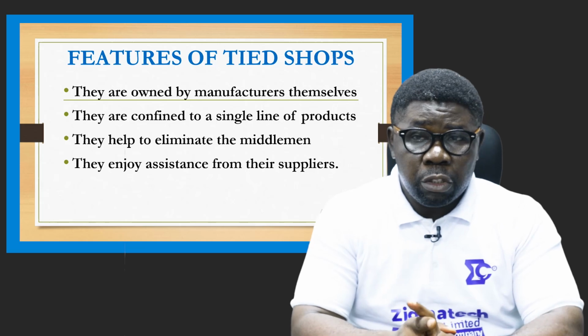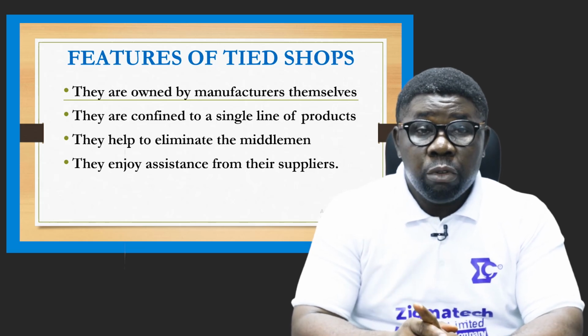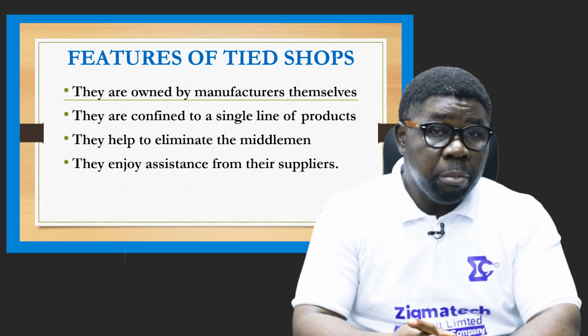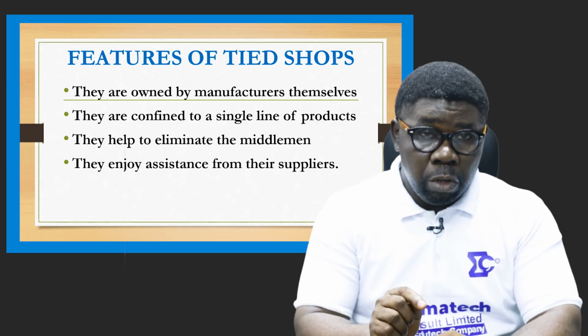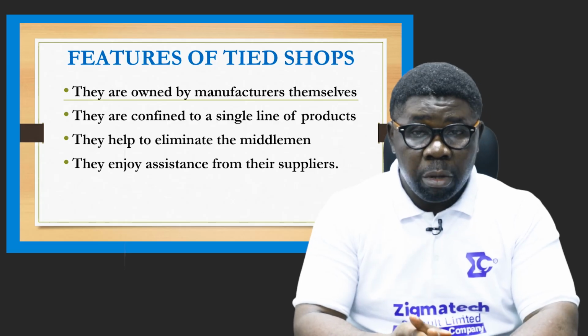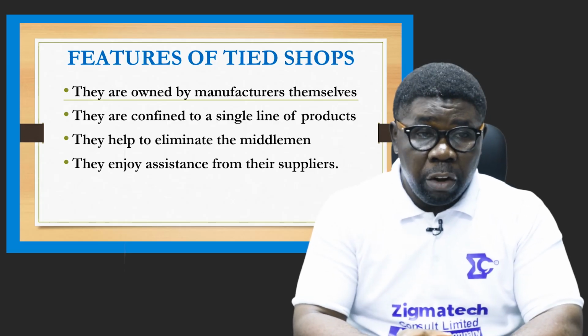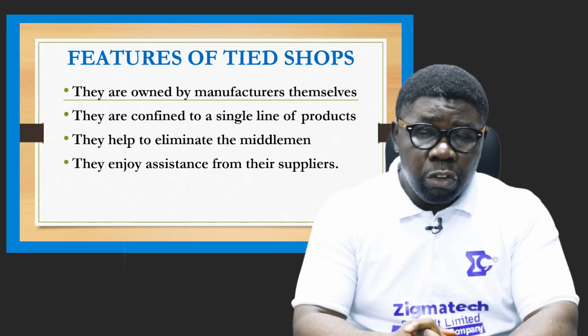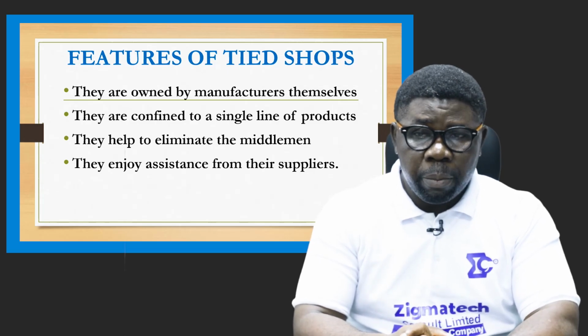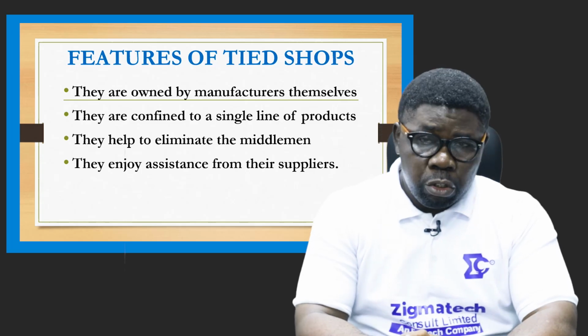This particular feature helps to reduce prices because middlemen will always make their profit, and that profit is an additional price to the price of the product that we must pay as a consumer. So with them selling to direct users or final users, it will eliminate the middleman and reduce the price of the product overall. So that's one of the features of a tied shop.